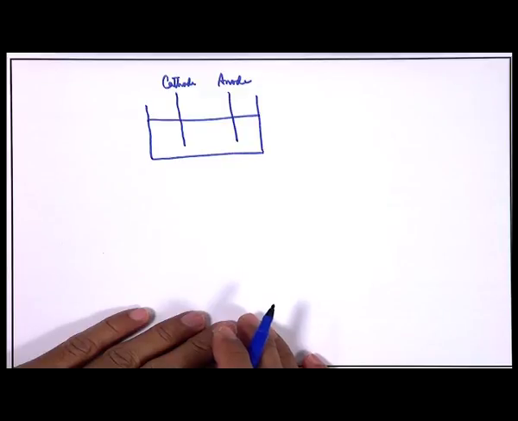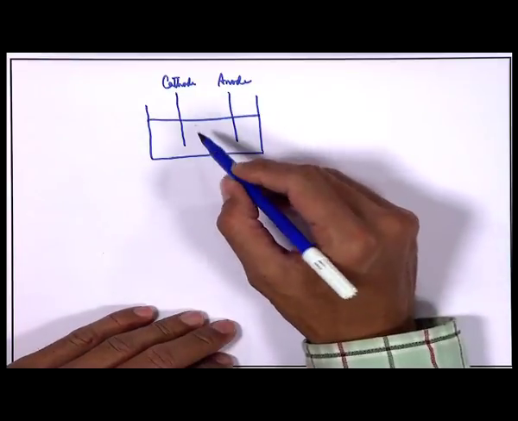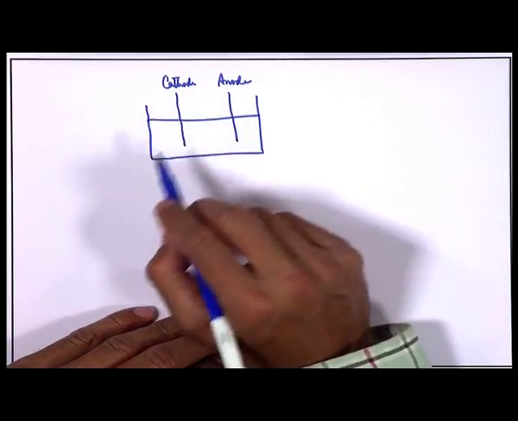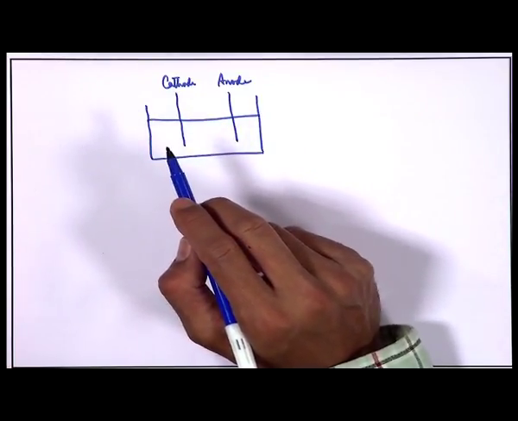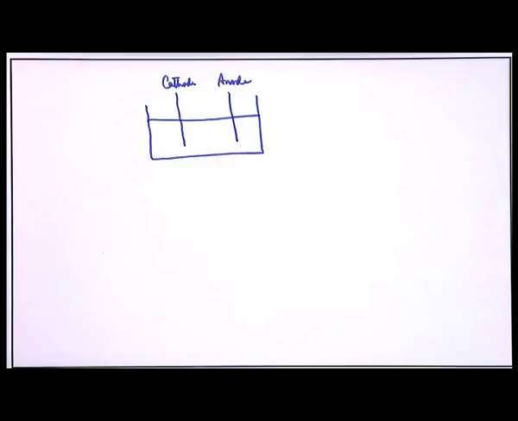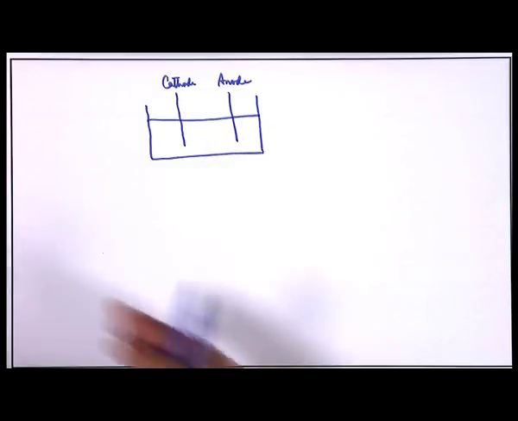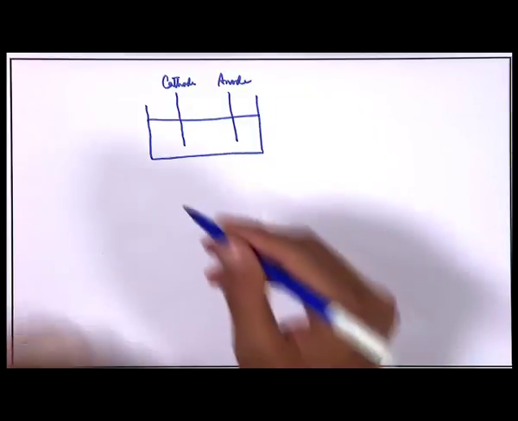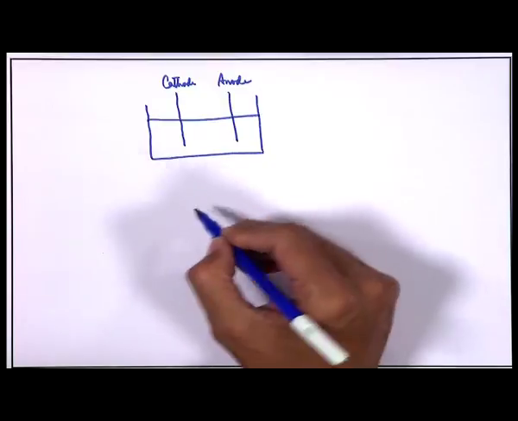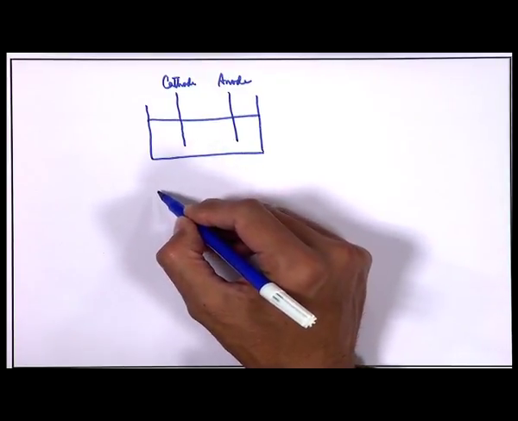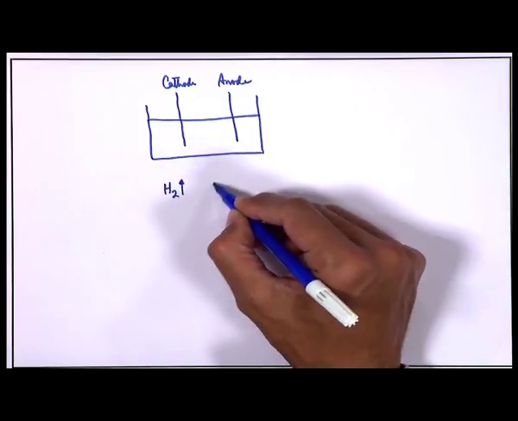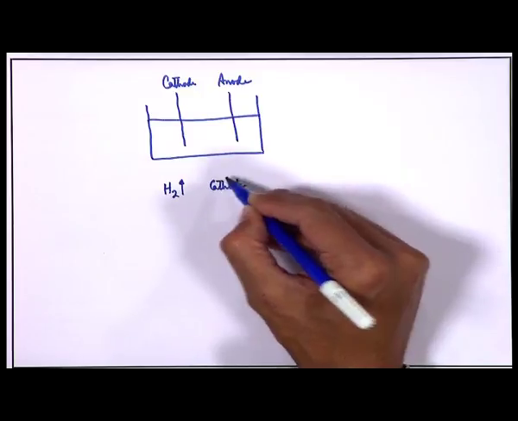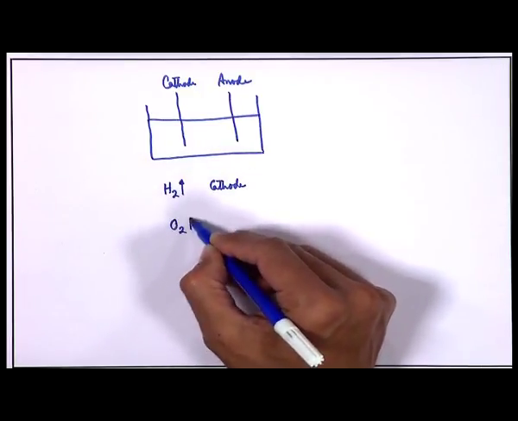So, what will happen? You will have complementary redox processes taking place at the two electrodes. One is your cathode, another is your anode. Okay. So, basically you have production of hydrogen gas at the cathode and production of oxygen gas at the anode.